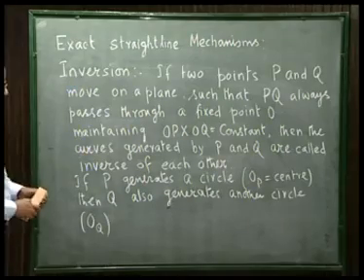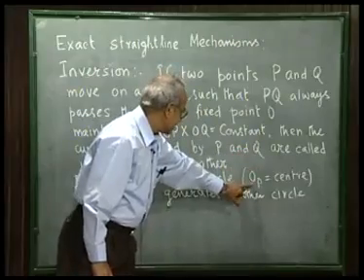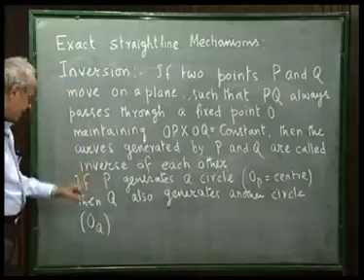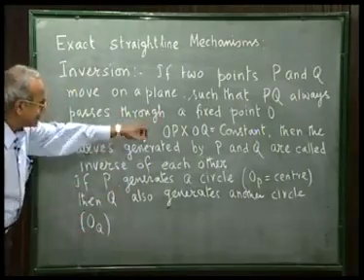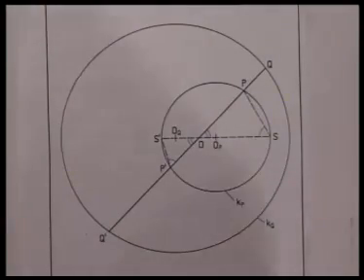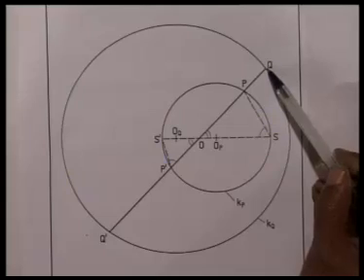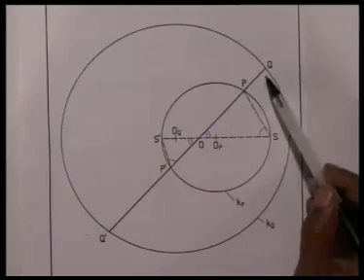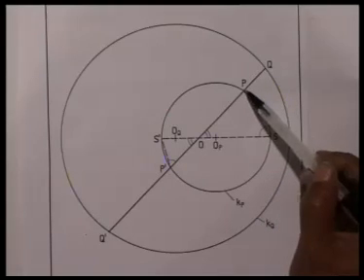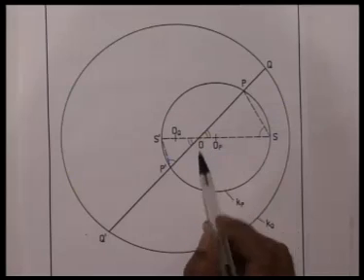It can be shown then that these three points, the fixed point O, the center of the circle generated by P, which is OP, and the center of the circle generated by Q, that is OQ, will also be collinear. As we have just now said, let us say these are the two points P and Q, and these two points move in the plane of this paper in such a manner that this straight line PQ passes through this fixed point O.